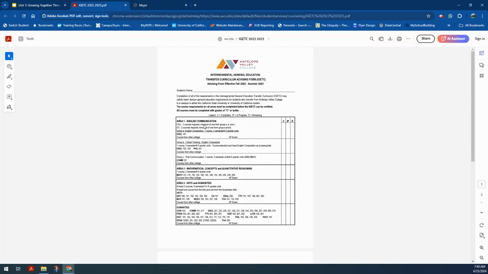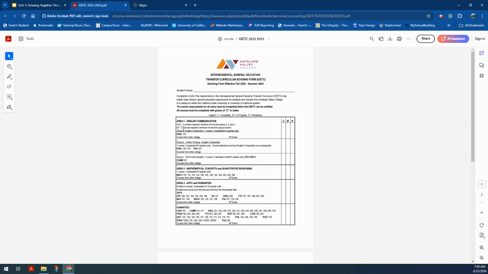So this is the IGETC form. This one is old, so you definitely want to make sure that you go to your high school counselor to get the most up-to-date IGETC form, or you want to make sure that you are going to Antelope Valley College's website and pulling the most current IGETC. This IGETC, though, I'm just going to try to explain how the IGETC form works.